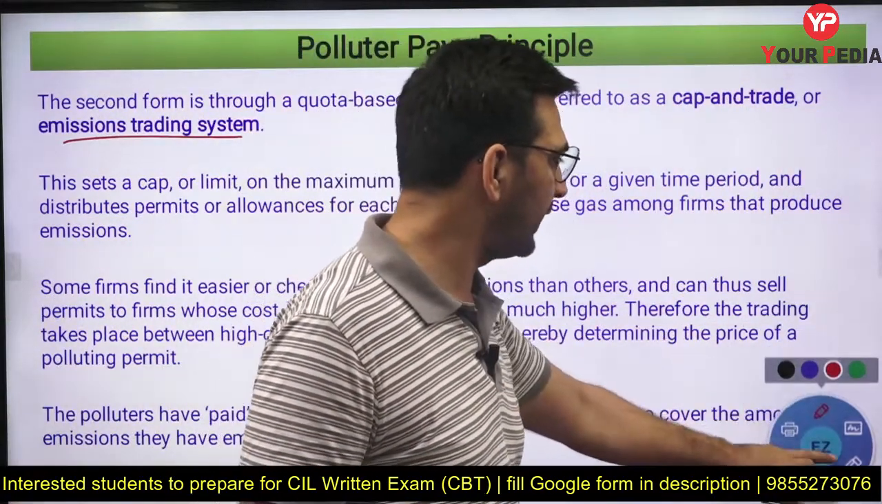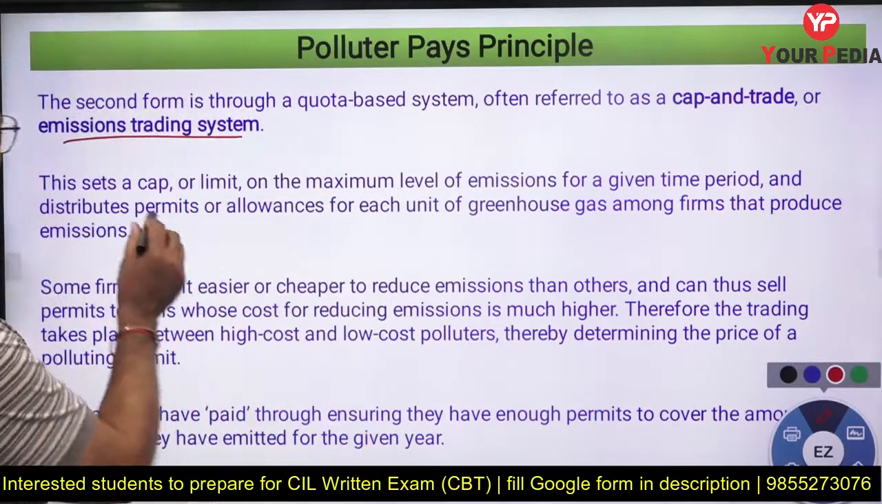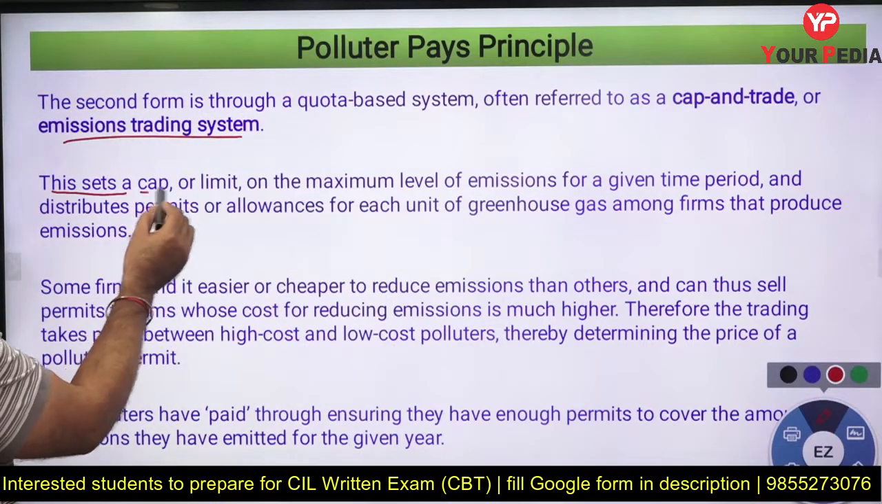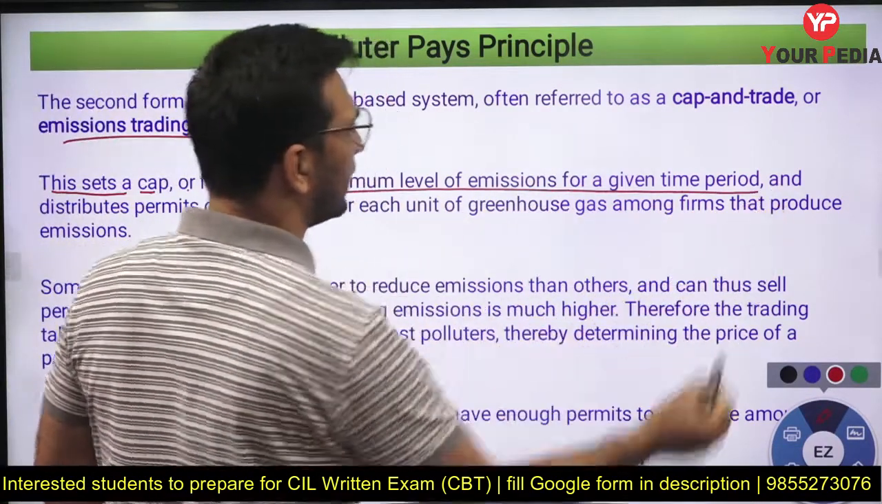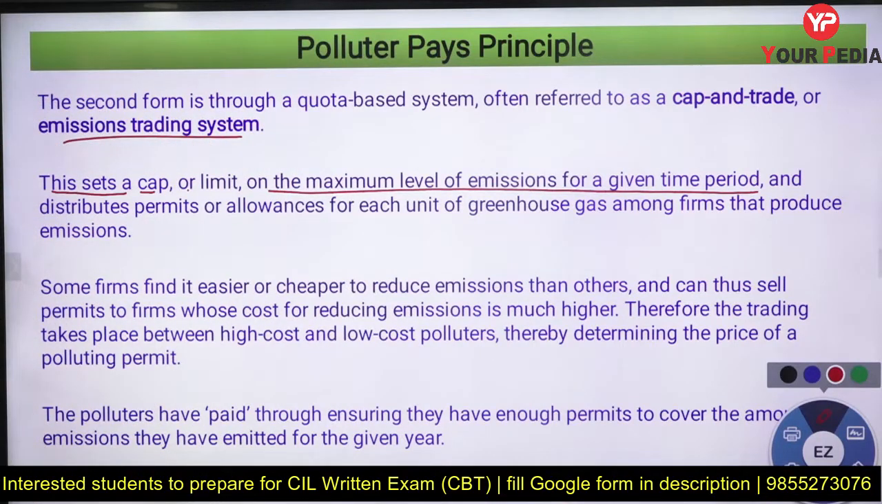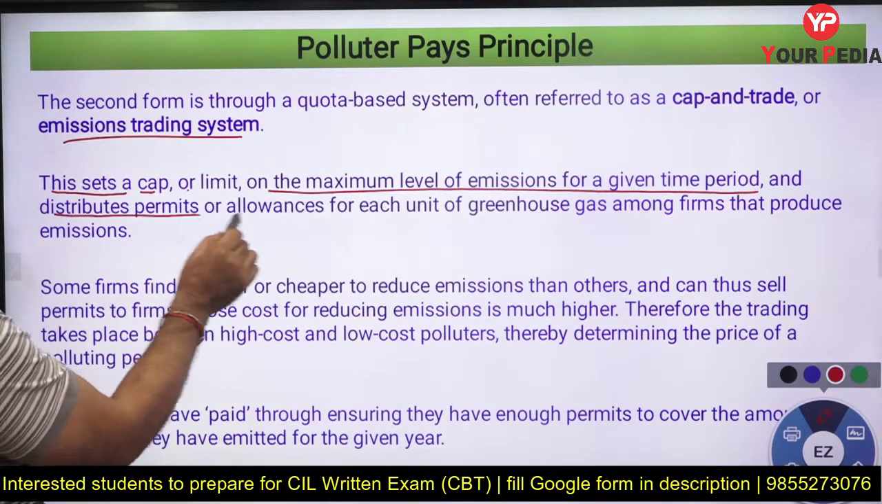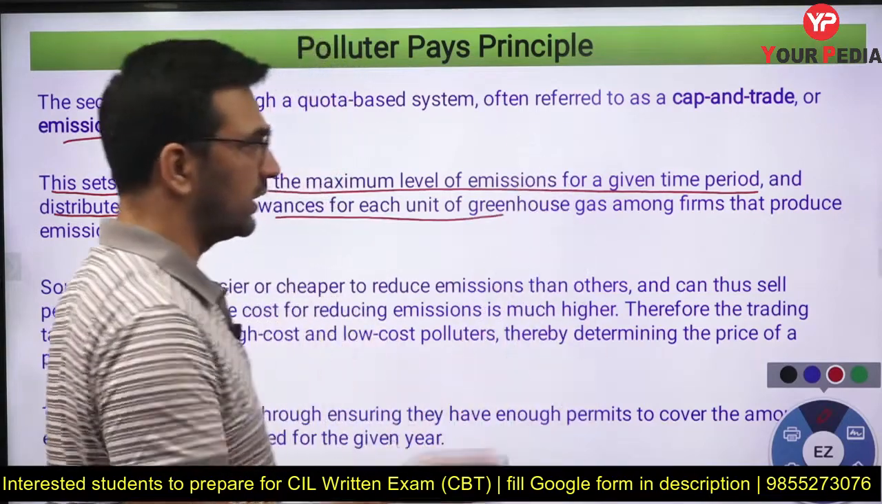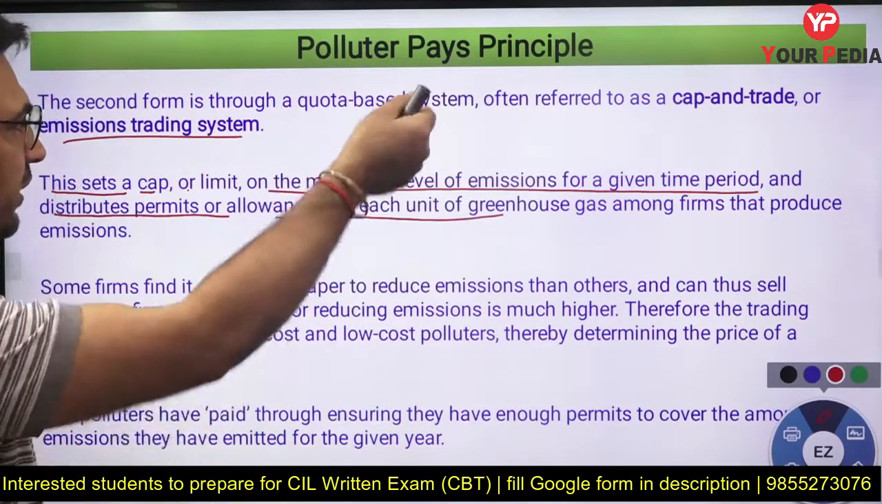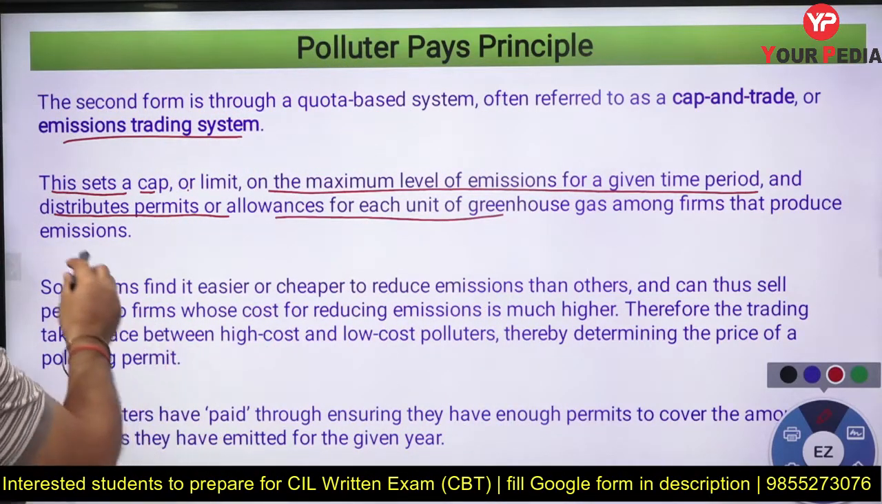So you need to have the idea of what the mechanism is. It sets a cap or limit on the maximum level of emission given for a given period of time. Obviously, you need to mention the time period. It distributes permits or allowances for each unit, the 5 units that I gave you, among the firms that produce the emissions.